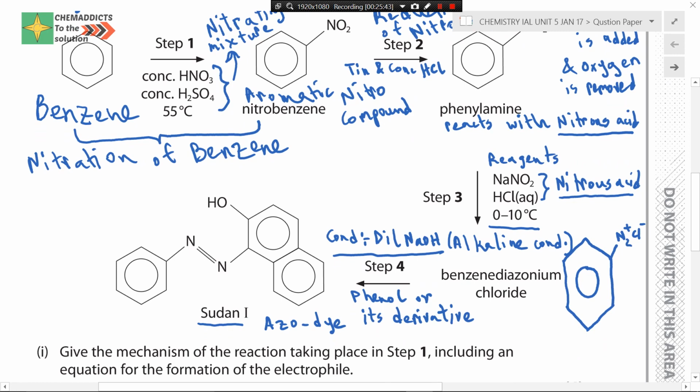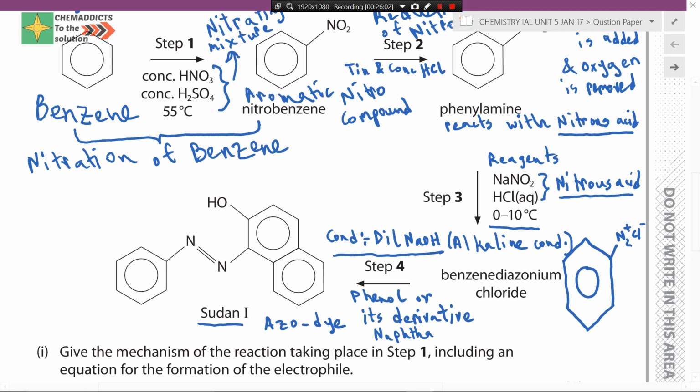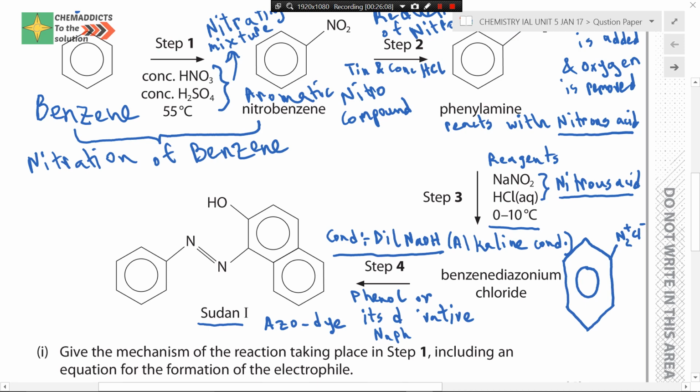The condition is alkaline, which is dilute sodium hydroxide, and the main reagent for this reaction is phenol or its derivative, naphthol. It is particularly called naphthol. Here we have reacted benzene diazonium chloride with naphthol to give this azo dye.